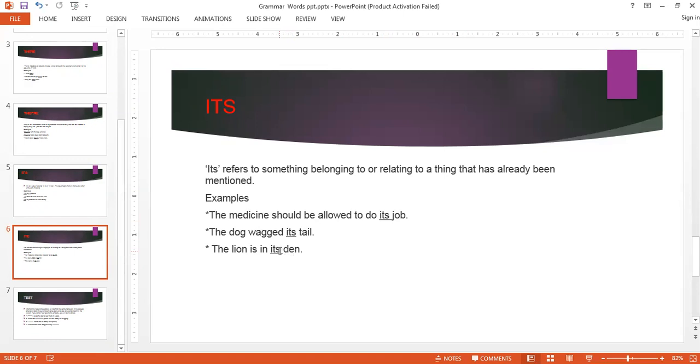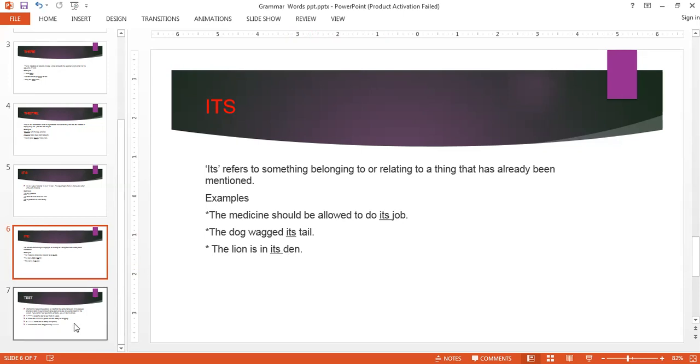It's saying that thing is referring to something that has been mentioned already. And that thing too is its own. It's also possession. It's also showing that it possesses it. Its job, its tail, the dog's tail, the lion's den. So these are the words.